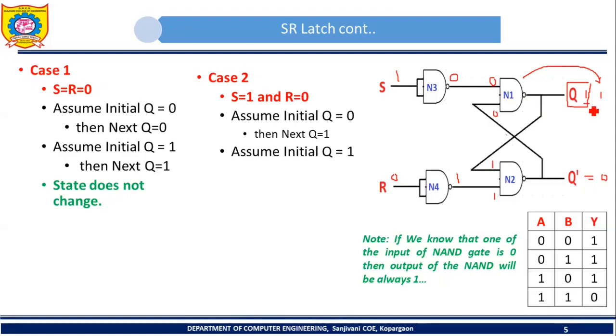What was the previous value of Q? 1. What is the new value of Q that we are getting? 1. So see, the same statement is written here. Initial value of Q is 1, we applied this input and then the next value of Q is 1.